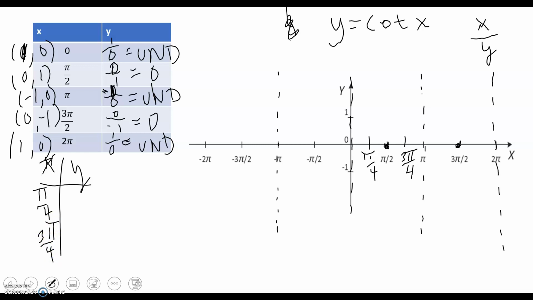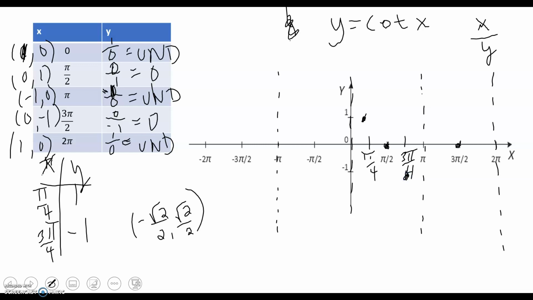So at pi over 4, remember your values are square root of 2 over 2 and square root of 2 over 2. And it's x over y. And because those are the same, when you divide them, the cotangent of pi over 4 will be 1. At 3 pi over 4, your values are negative square root of 2 over 2 and square root of 2 over 2. If you do x divided by y, that will give you a -1. So at pi over 4, you're at 1. At 3 pi over 4, you're at -1.